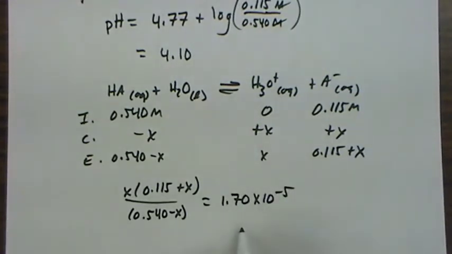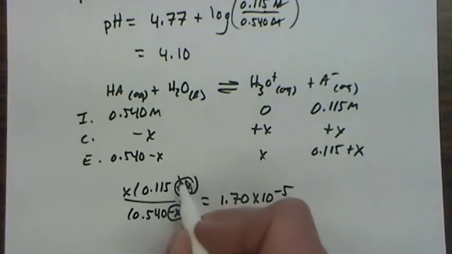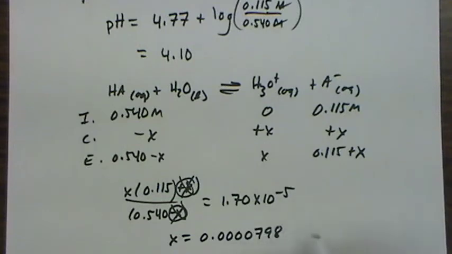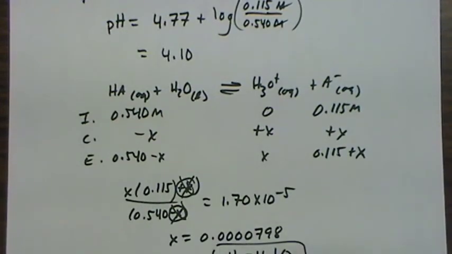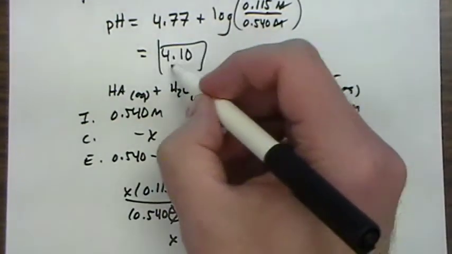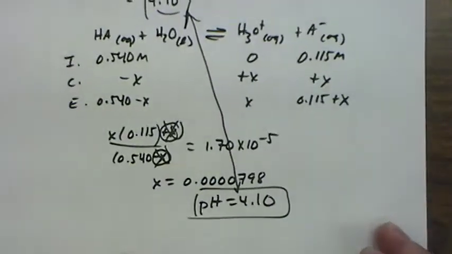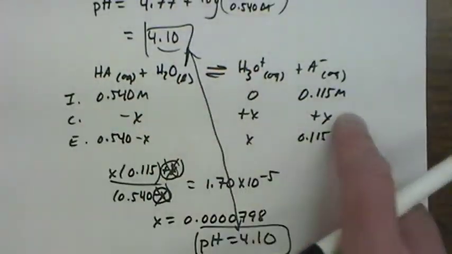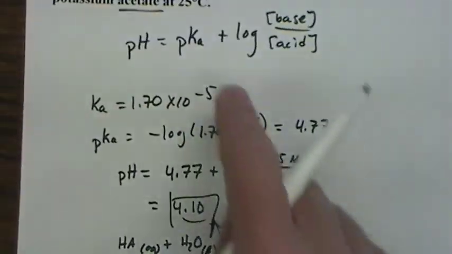So here's our Ka expression. The Henderson-Hasselbalch equation is just manipulating this, but what we do count on is that we get rid of those x's. Now it's just these numbers, and when we solve this, we end up with 0.0000798, and the pH comes out to be 4.10, same as here. So the Henderson-Hasselbalch is nothing new. It's the same math, except that we don't have to go through the ICE table. We just plug everything directly into this expression.